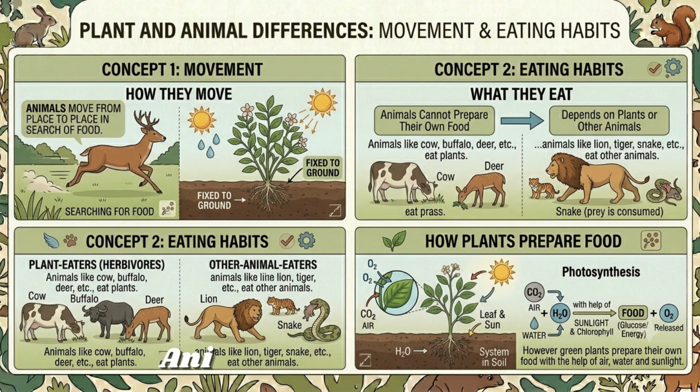Eating habits. Animals cannot prepare their own food. They depend on plants or other animals for their food. Animals like cow, buffalo, deer, etc. eat plants, and animals like lion, tiger, snake, etc. eat other animals for their food. However, green plants prepare their own food with the help of air, water and sunlight.